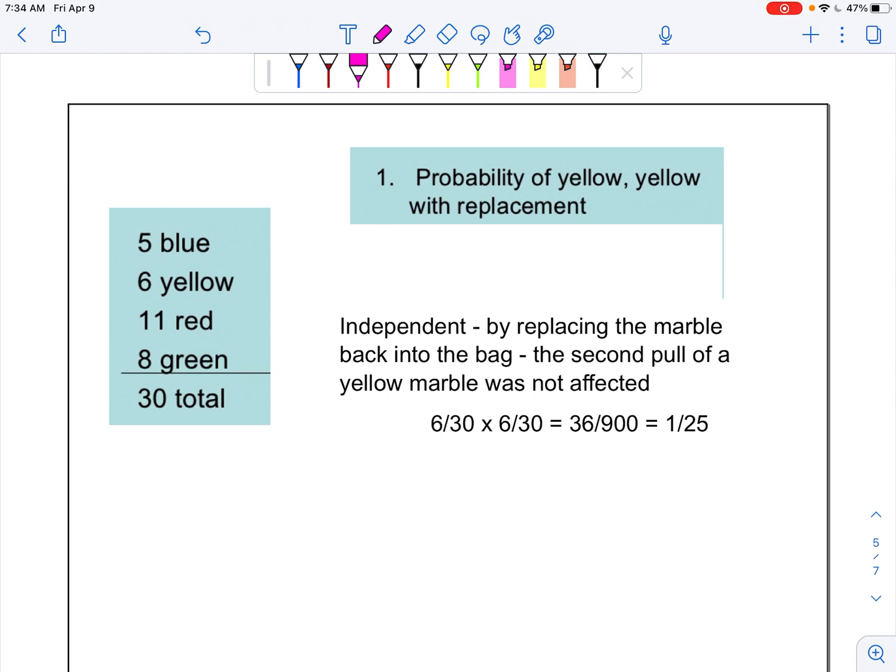So here we have a bag of marbles. We've got the total over here on the left-hand side. You have 5 blue, 6 yellow, 11 red, 8 green. And we want to know what's the probability of pulling a yellow and then another yellow, first with replacement and then without replacing it.